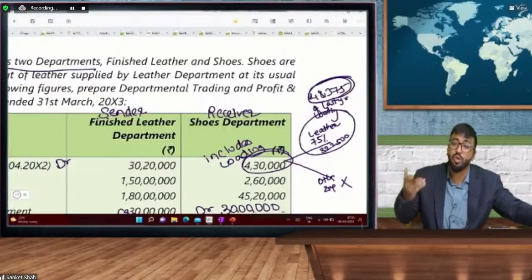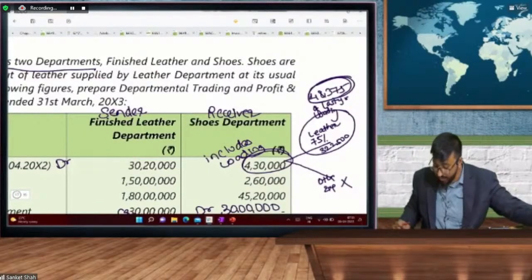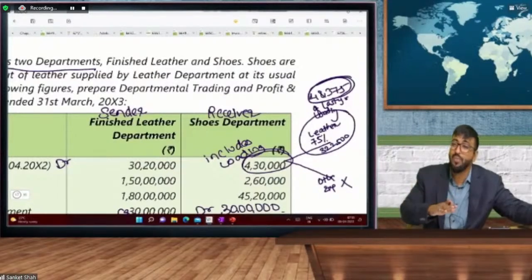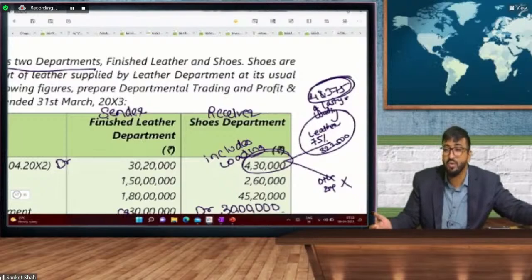Preeti Panchal is asking, sir, why are we calculating loading on opening stock? See, beta, you calculated loading on closing stock. Last year's closing stock, on that you calculated loading. Similarly, that closing stock becomes the opening stock of the next year. In that case, you have to calculate loading on opening stock also. So loading has to be calculated not only on closing stock, but also on opening stock. It's a very basic thing.